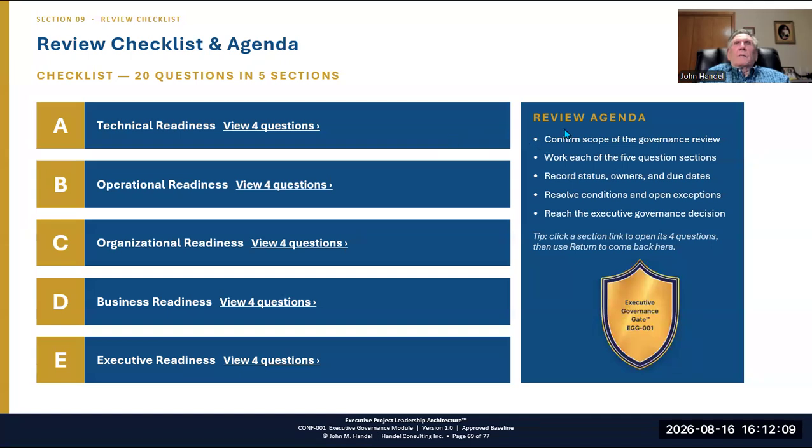The agenda for this meeting is: confirm the scope of the governance review; work each of the 5 question sections, where the appropriate people have to answer these questions with evidence; record the status, owners, and due dates for resolution; resolve conditions and open exceptions; and reach the executive governance decision. So we'll look at the first technical readiness questions here.